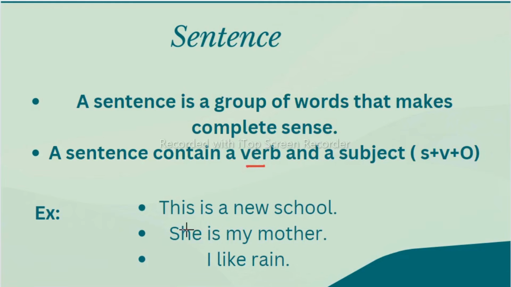For example, "This is a new school." Here "this" is the subject, "is" is the verb, and "a new school" is the object. "She is my mother." "She" is the subject, "is" is the verb, "my mother" is the object. "I like brain." "I" is the subject, "like" is the verb, "brain" is the object. Every sentence should contain subject plus verb plus object, then only your sentence is complete. Without the verb you cannot construct any sentence. A sentence is a group of words that makes complete sense. It starts with a capital letter and ends with a full stop if it states a fact.